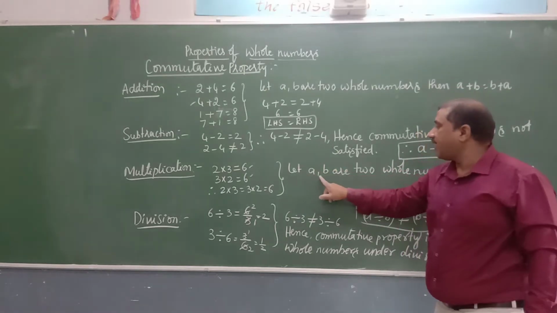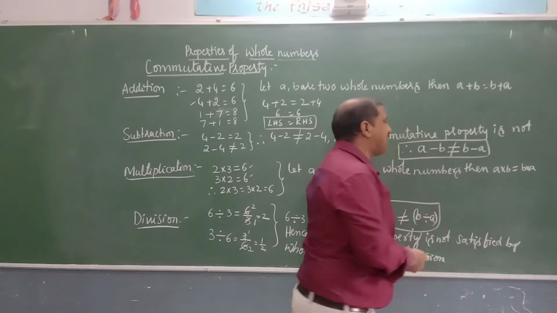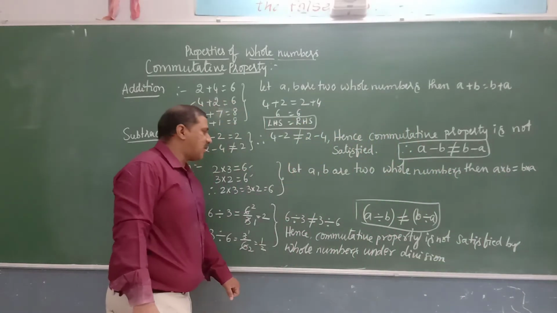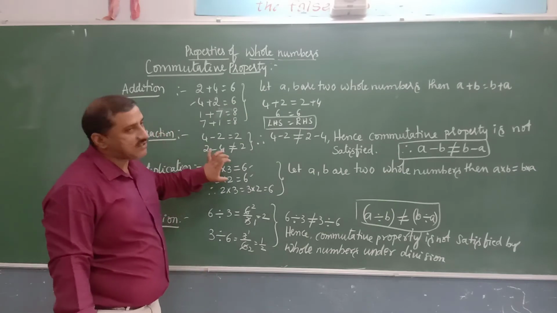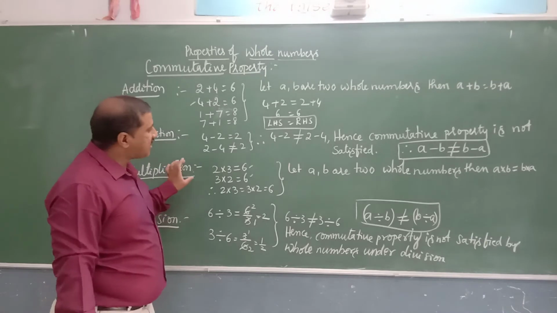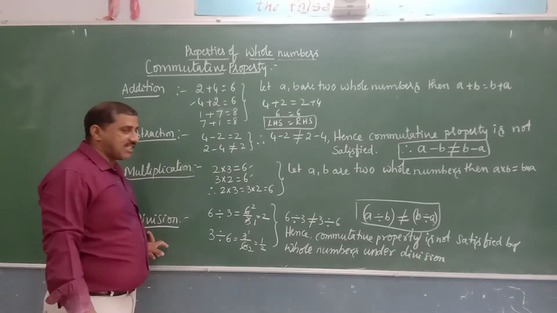So let A and B be two whole numbers. Then A into B is equal to B into A. This property is satisfied by whole numbers under multiplication. So what is this property? It is the commutative property. Now under division we will check.